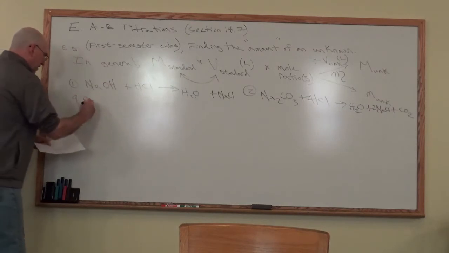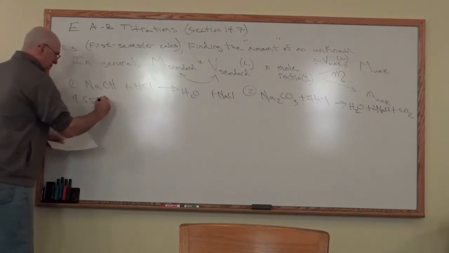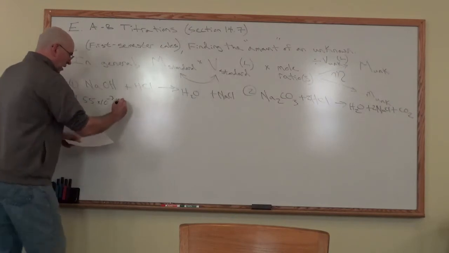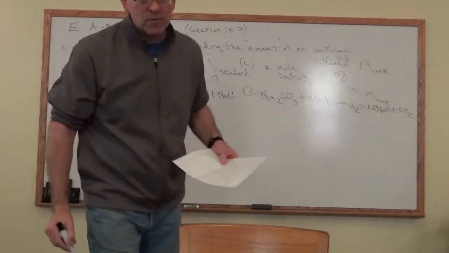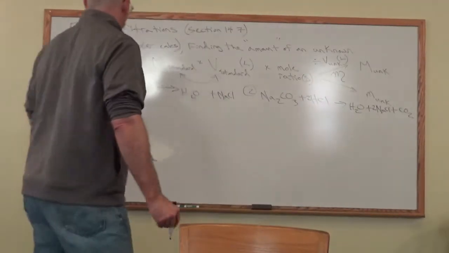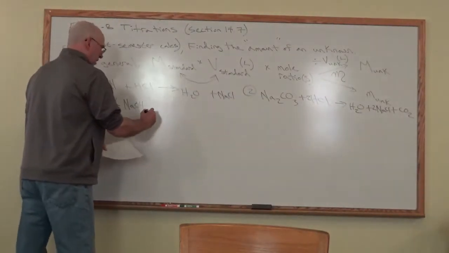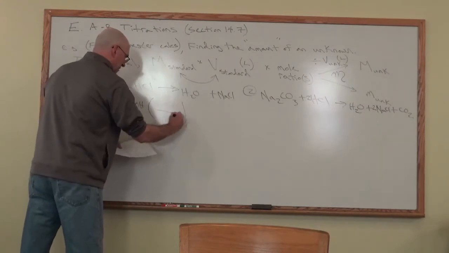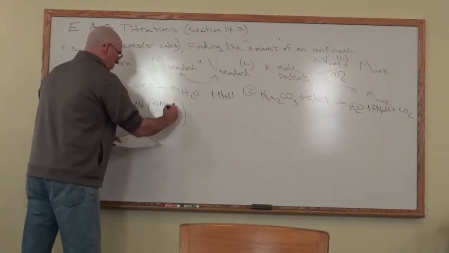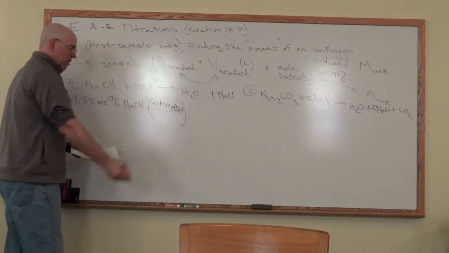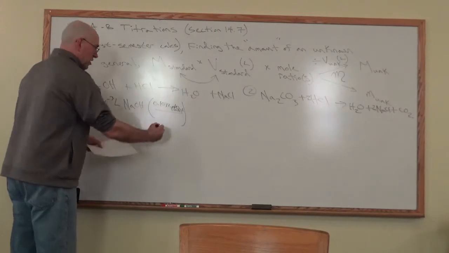So 9.55 times 10 to the minus third liters of NaOH. That's our standard, isn't it? Yeah, we know the molarity of the NaOH, times 0.1032 moles of NaOH. That's really small, I'm sorry. That's the molarity of the NaOH per liter.